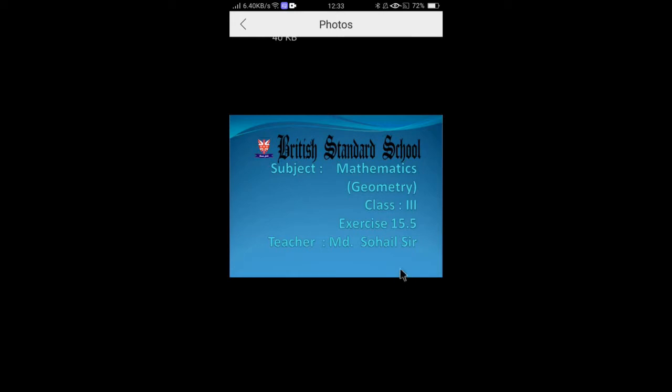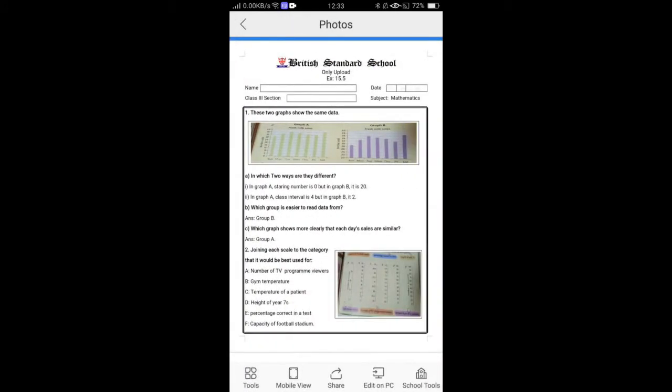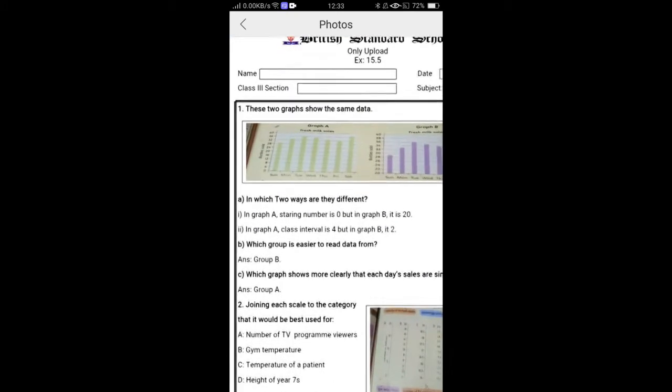Today I'm here to teach exercise 15.5 from Level Up Maths. 15.5 is about graphs and scales. Question number 1 is about a bar graph or bar chart, and question number 2 is about the scales, the different measurement scales that are used here. So let's see the first one.